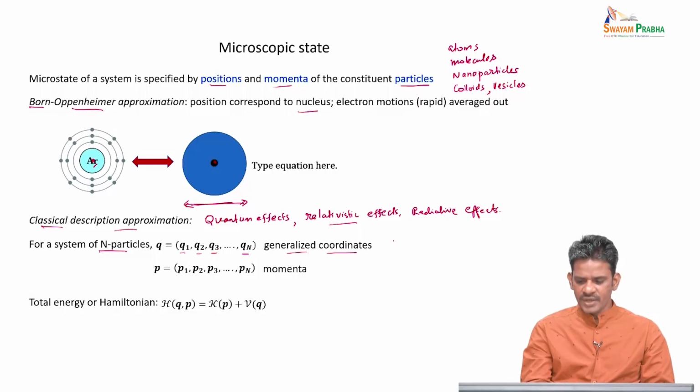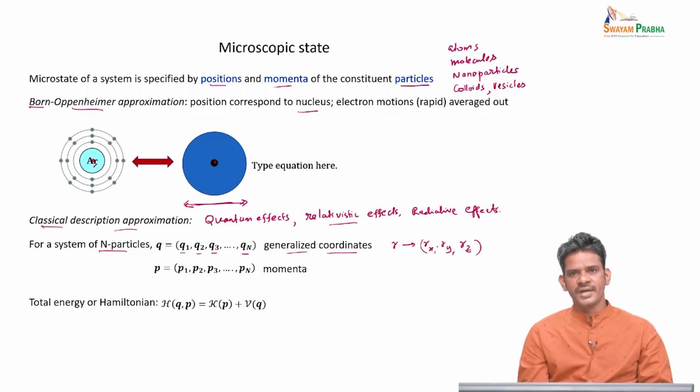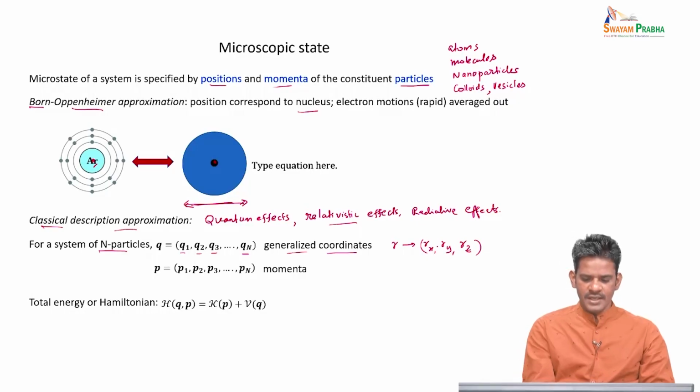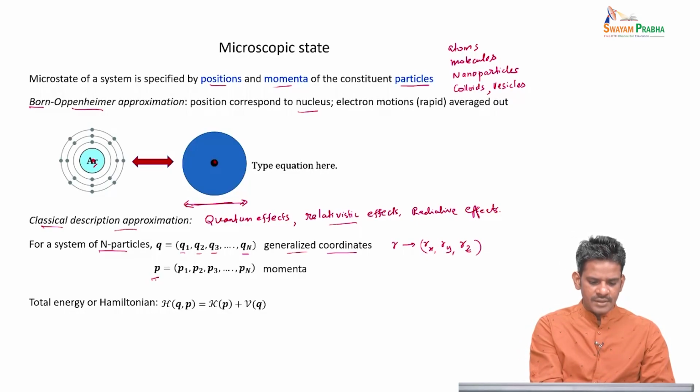This can be Cartesian coordinates like r, which has components rx, ry, rz, but it need not always be Cartesian coordinates. It can be any system of coordinates which uniquely specifies the position of the particles. And then we also specify the momenta, which is given by p, basically a set of p1, p2, p3 up to pn.